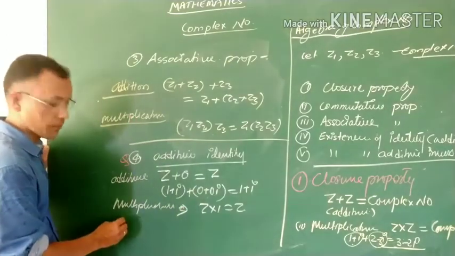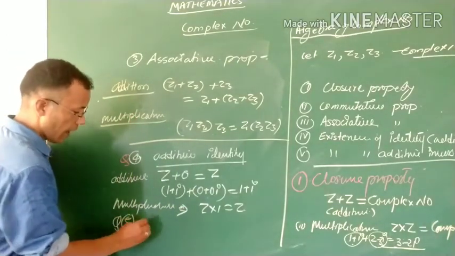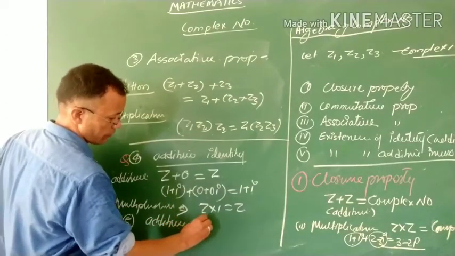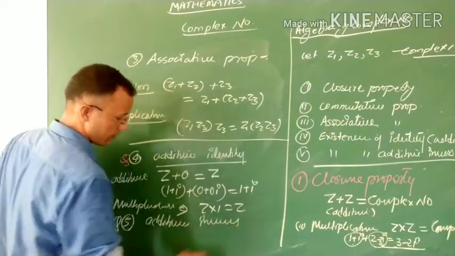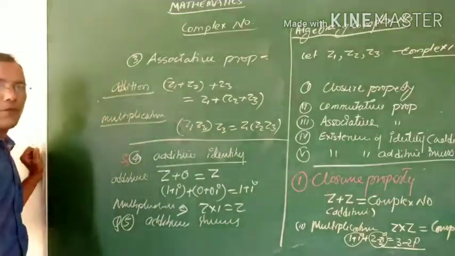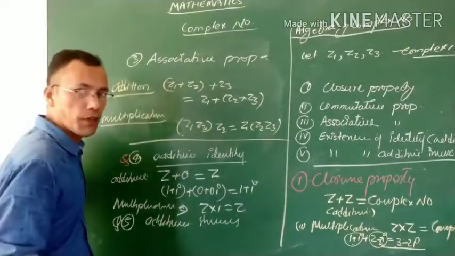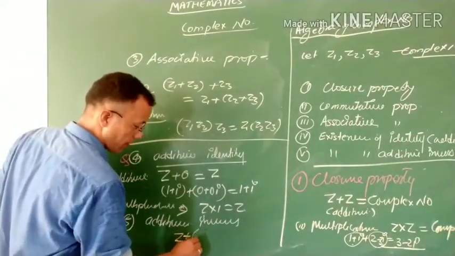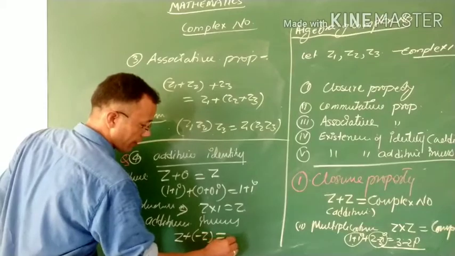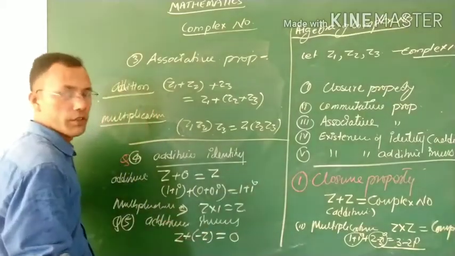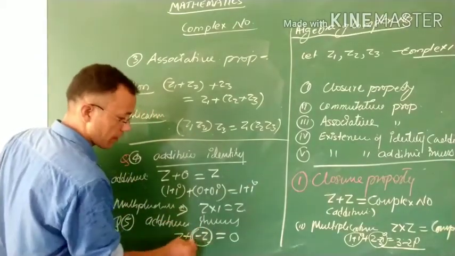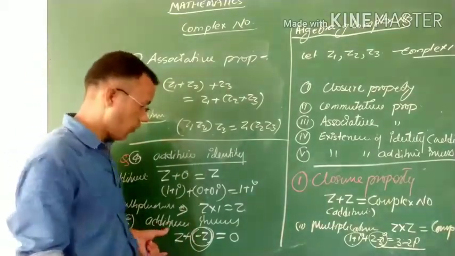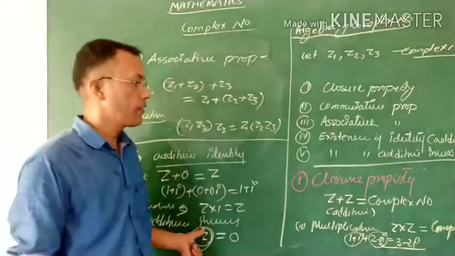Now this is the fifth part, additive inverse. The opposite of Z is called the additive inverse of Z. So if I add Z plus minus Z, then we will get 0. So this is called additive inverse. Minus Z is called the additive inverse of Z. Right? Or Z is the additive inverse of minus Z.